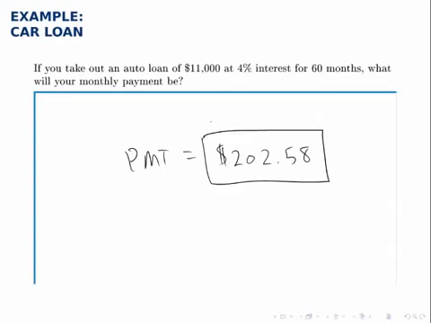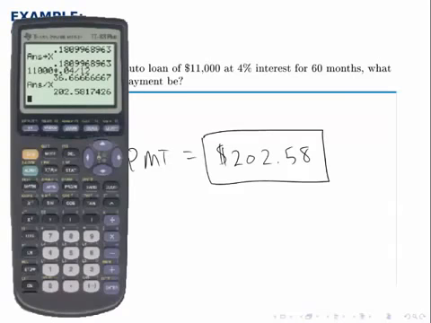Notice that we can do one more calculation. If you pay $202 every month for 60 months, you'll end up paying a total of $12,154.90. So for a loan of $11,000, you end up paying just over $12,000. And that extra $1,100 is the interest charge of this loan.